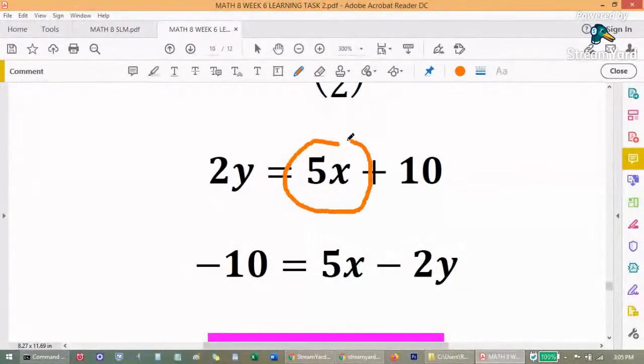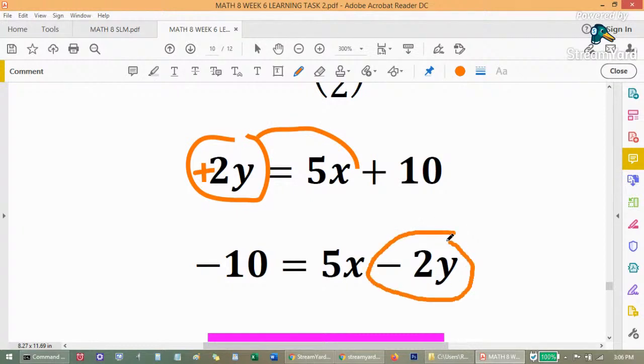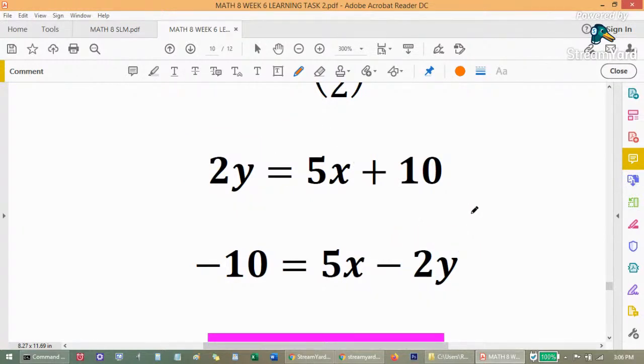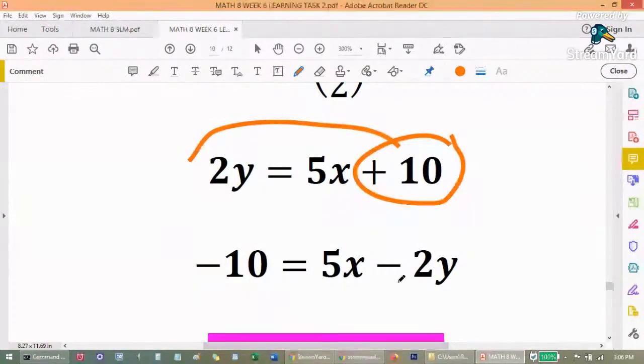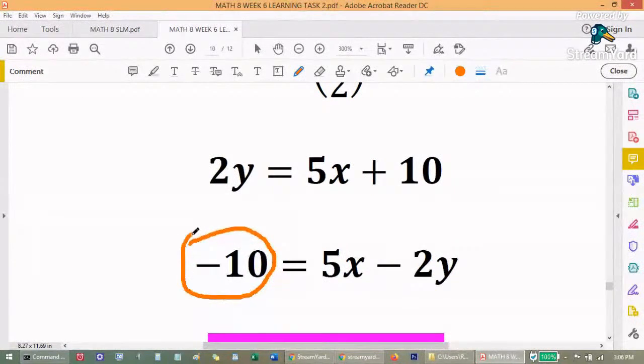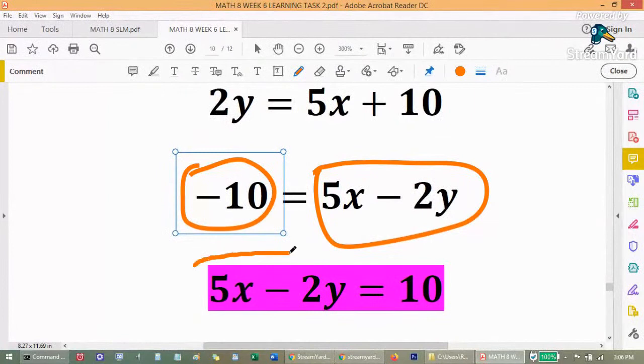Since the x term is positive, the y is what we will move to the other side. The y will be moved here. So this positive 2x, when transposed to the other side, becomes negative 2y. And this positive 10, when we transpose it to the other side, becomes negative 10. So since negative 10 is equal to 5x minus 2y, therefore 5x minus 2y is equal to negative 10.